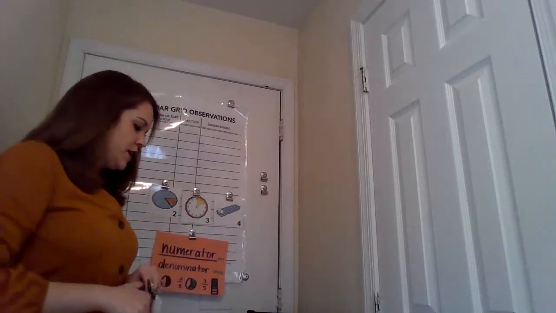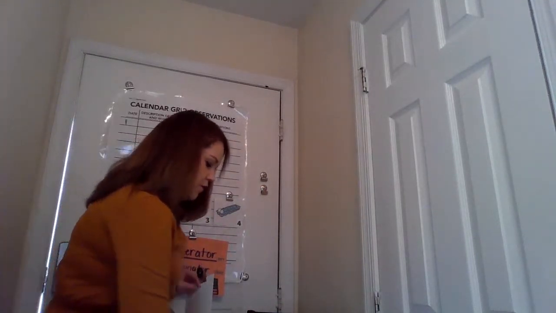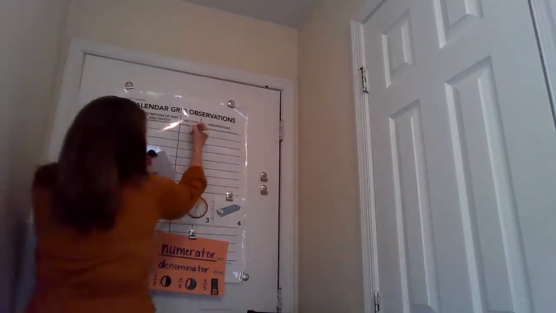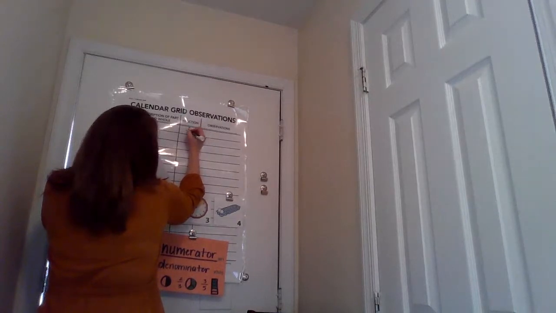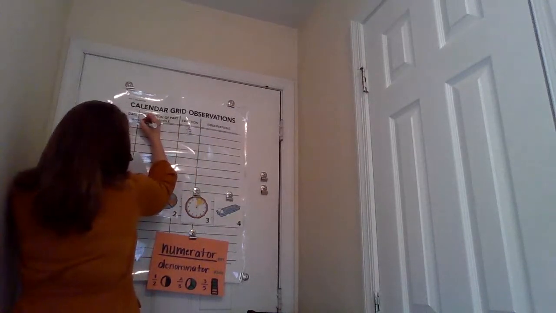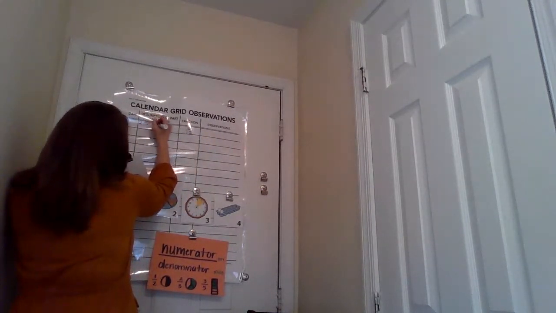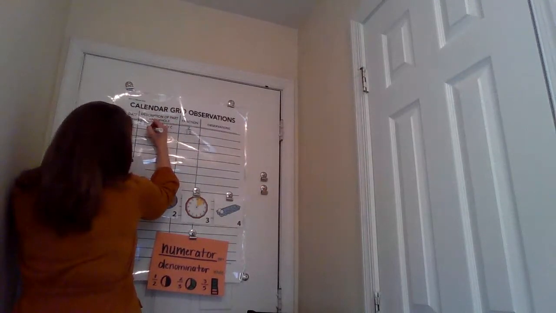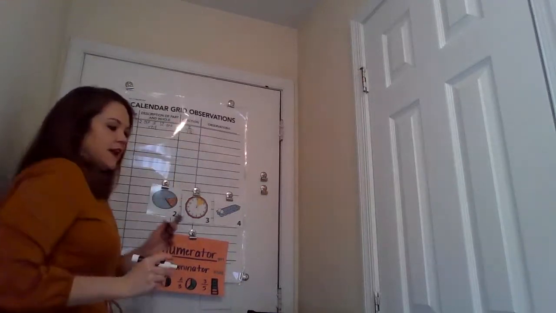Let's try a different color. So 2 out of 12 are red. So the description of the part and whole, that's where I can write that. So I can write 2 out of 12 are red. Okay? Simple as that. And it asked me to make another observation.